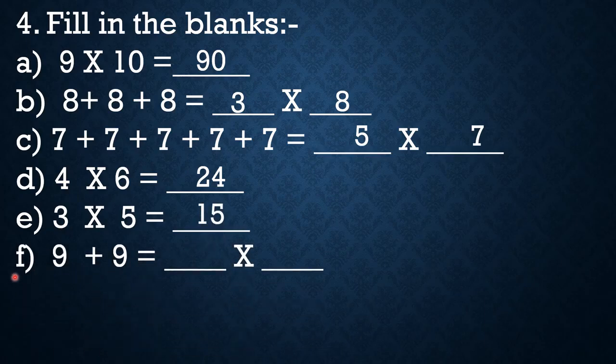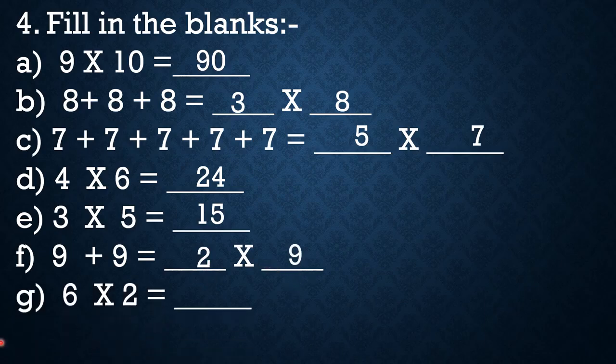Now in F part, 9 plus 9. So here 9 is repeated. How many times? 1, 2. Only 2 times. So first of all we will write 2 here in this blank and 9 here in this blank. Now in G part, 6 multiplied by 2 and that is equal to 12. So we'll write 12 in this blank.